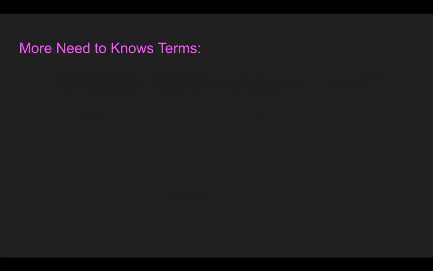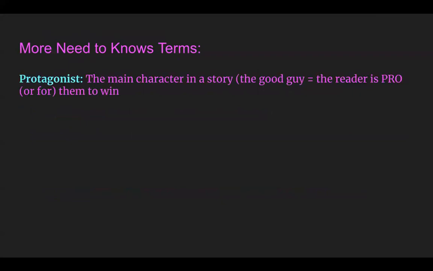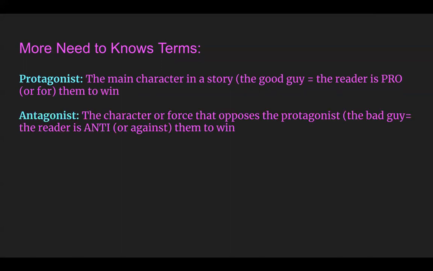You also need to know protagonist. The protagonist is the main character of the story. So as the reader, he's the good guy that we're rooting for. We want him to win, okay? And I say him, but obviously it could be anybody. The antagonist is the person that opposes the protagonist. So this is the bad guy. This is the villain. We, as readers, usually don't want this bad guy to win.